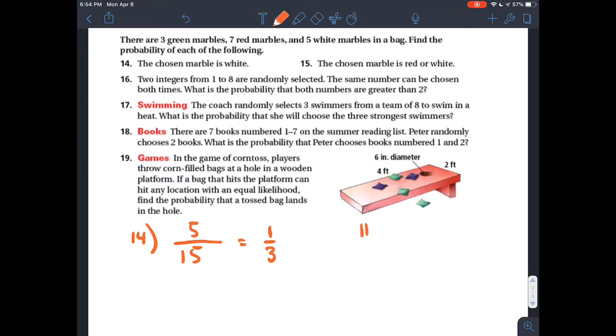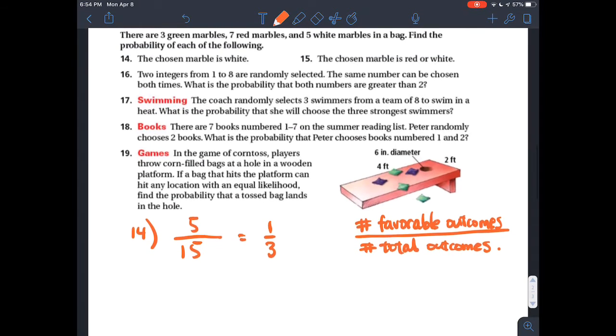Remember that the important thing to remember here is we want to do the number of favorable outcomes divided by the number of total outcomes, or the number of total outcomes in the sample space. So in this case, the favorable outcomes means the chosen marble is white. So there's 5 of those, and there are 15 total outcomes. Okay, this assumes that all the outcomes are equally likely, which in this case they are, because you're just picking marbles randomly out of a bag.